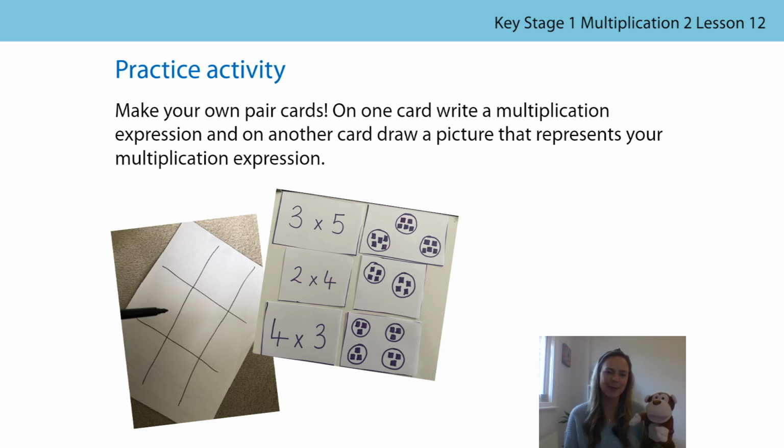In today's lesson we're going to be looking at matching multiplication expressions to pictures and thinking about why those multiplication expressions and pictures match. But to start with, we're going to go through the practice activity from the previous lesson. If you remember, I asked you to make your own pair cards, and on one card write a multiplication expression, and on another card draw a matching picture. I hope you had fun. Bongo and I certainly did, although Bongo was much better at Snap than me.